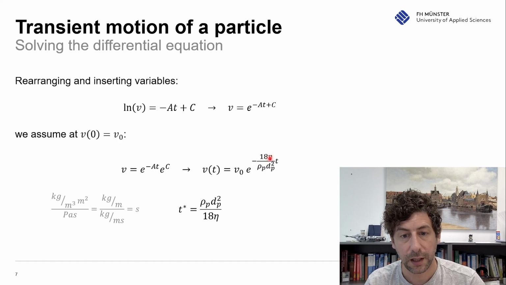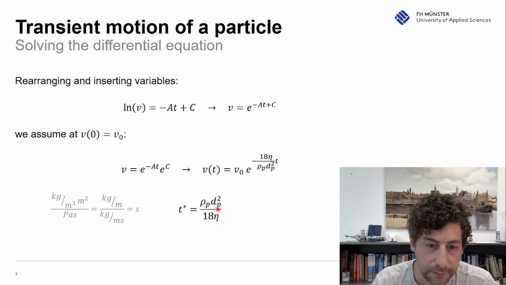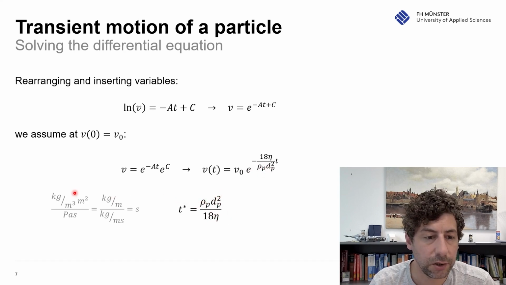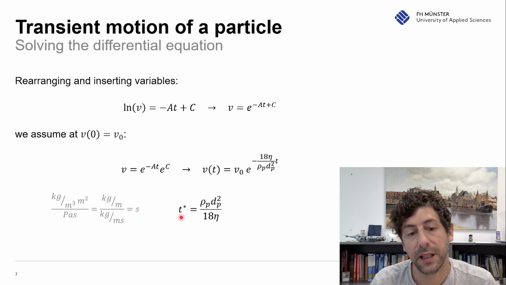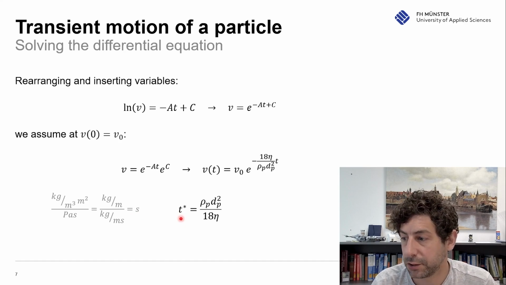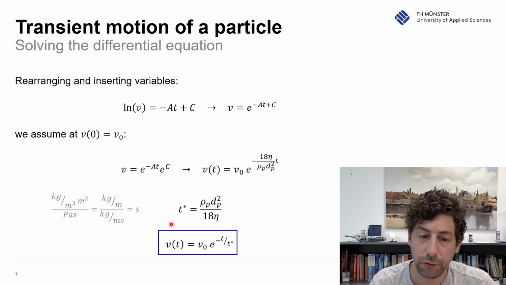So 18 viscosity below the line, and these two go above the line. And if we look at the units of the variables here, it would end up with a second. So t star is a time, and this is the characteristic stopping time, okay? And with this we have a final equation, which is quite easy.